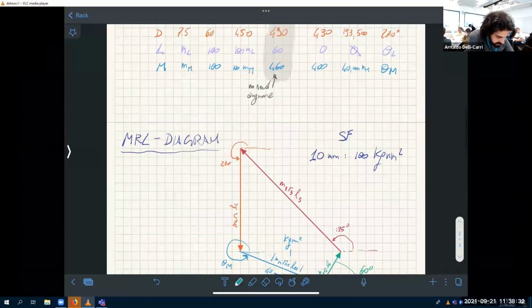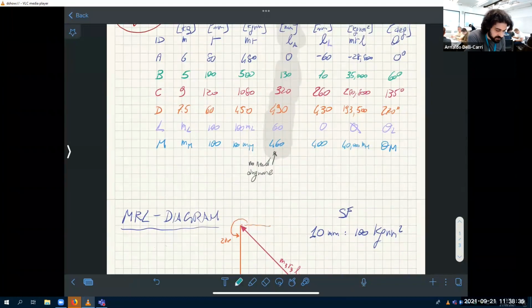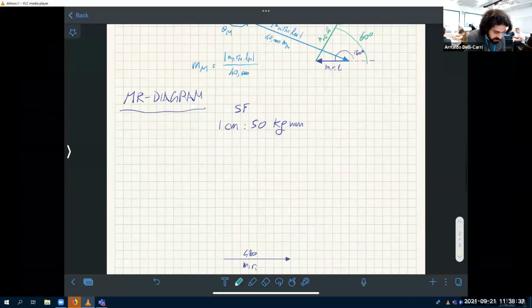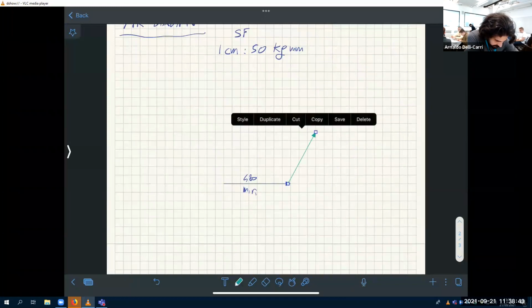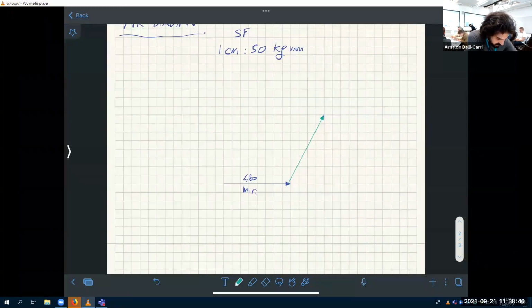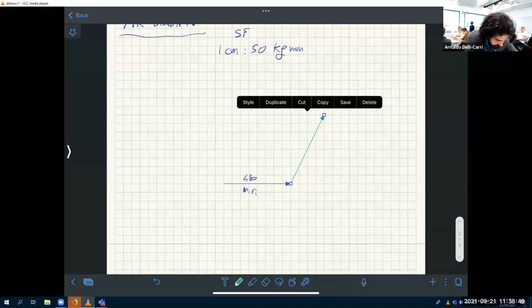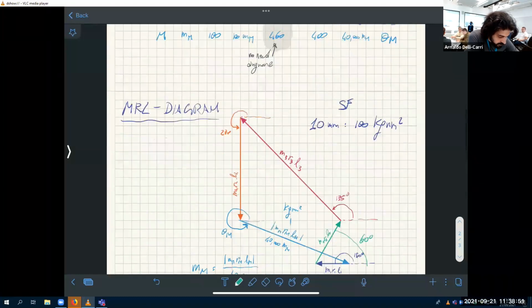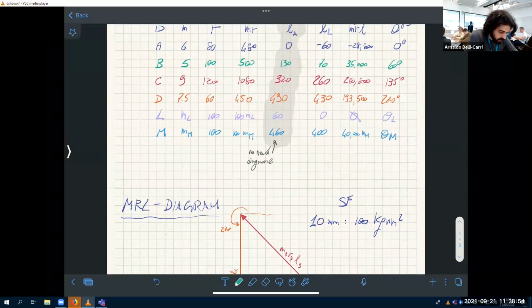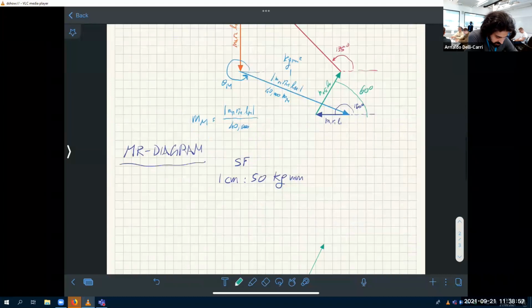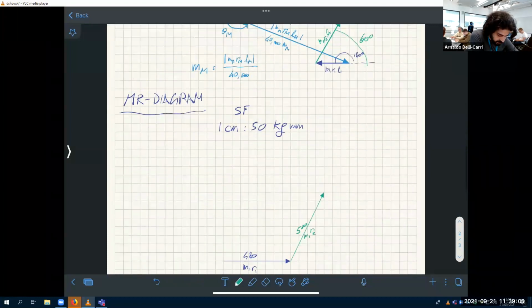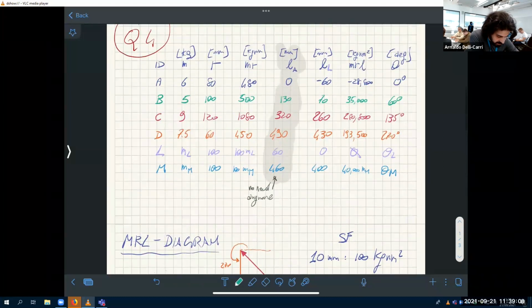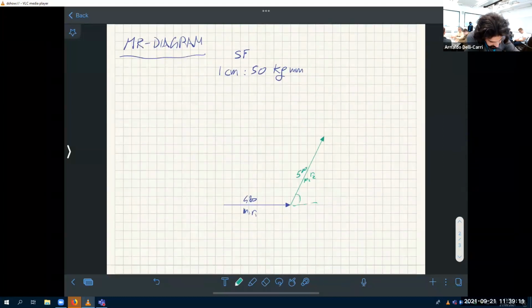So the second one is B, a 500 long vector at 60 degrees. So it's about the same length, a bit longer, at 60 degrees. Then we have the next one. So let me put the labels as well. So this is M2 R2, and it's 500. And this is also 60 degrees.